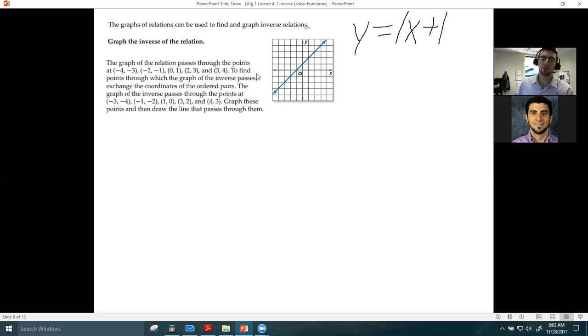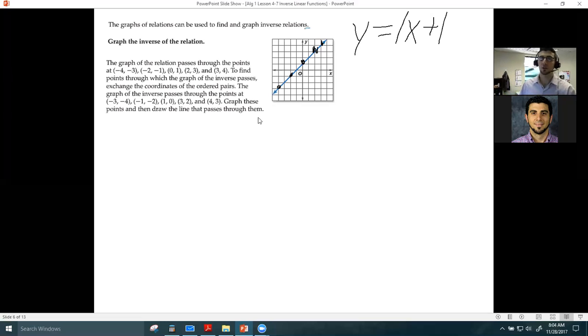So the graph of the relation passes through some points. We could pick off points of the graph. So it passes through negative 4, negative 3 right here. Negative 2, negative 1 right here. 0, 1 right here. 2, 3 right about there. And 3, 4 right about there.